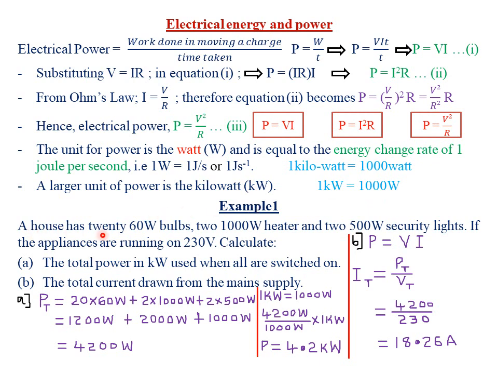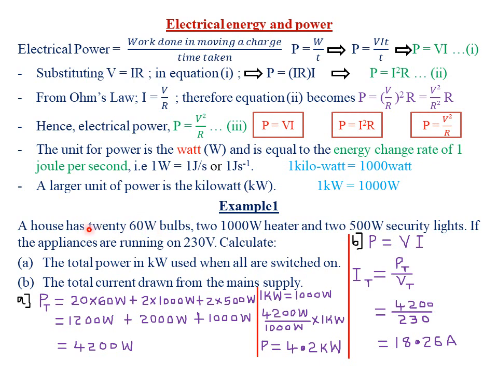Next, let's look at an example of how we can apply those formulas. Example 1 reads that a house has 20 60 watt bulbs, 2 1,000 watt heaters and 2 500 watt security lights. If the appliances are running on 230 volts, calculate part A, the total power in kilowatt used when all are switched on. To find the total power, we will simply add the power consumed by each and every component.